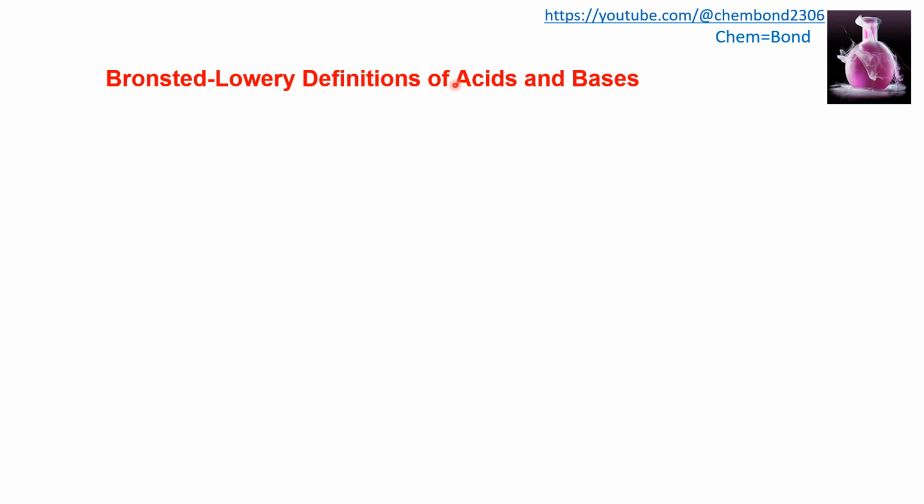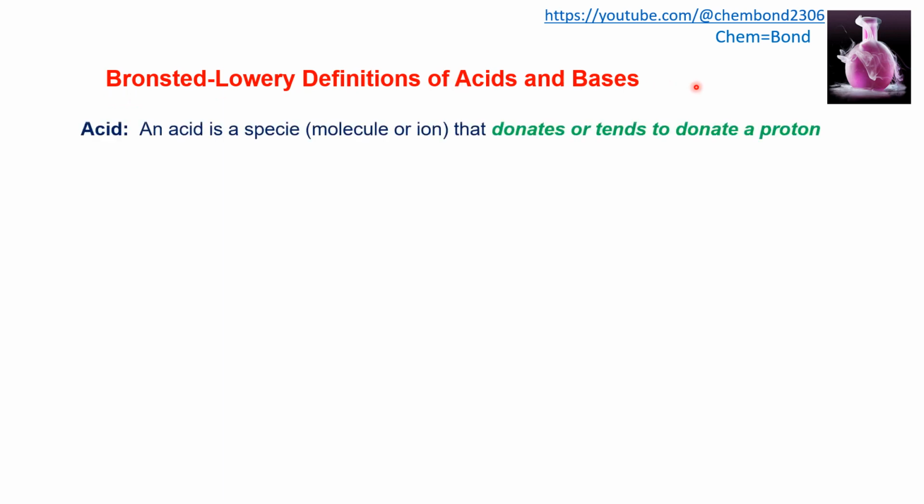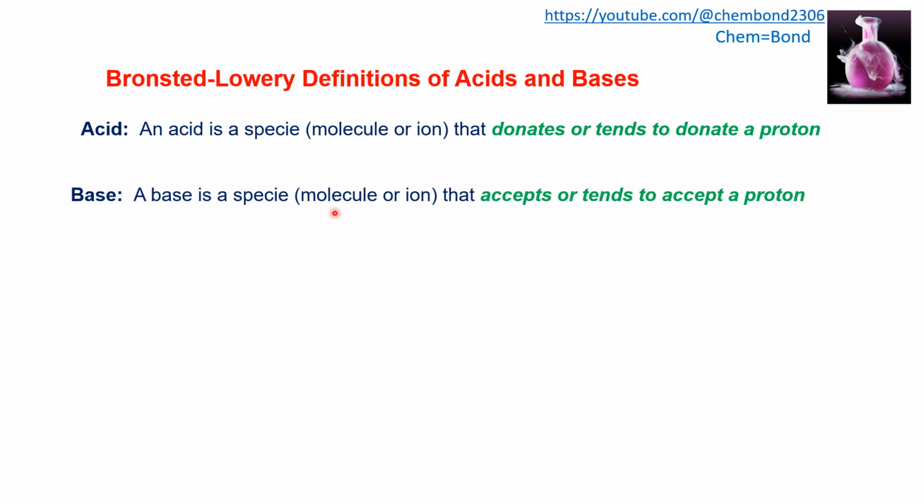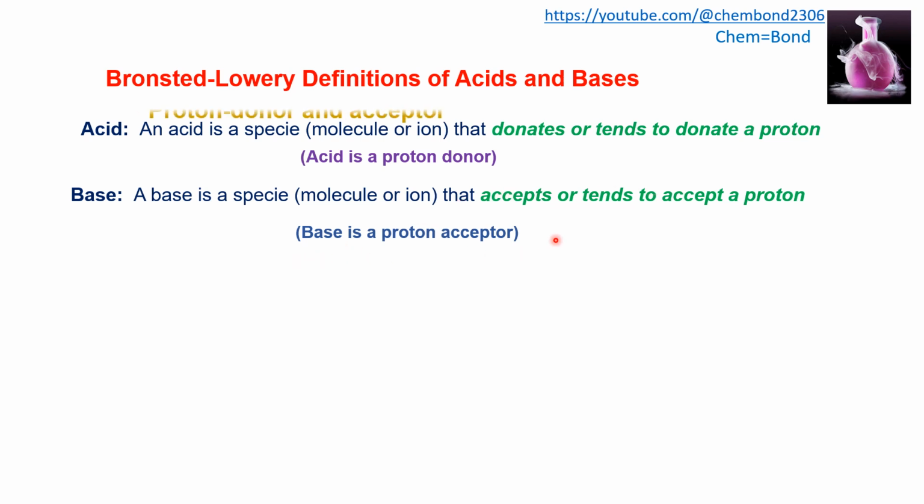Bronsted-Lowry definition of acids and bases. An acid is a species, molecule or ion that donates or tends to donate a proton. A base is a species, molecule or ion that accepts or tends to accept a proton. Which means that an acid is a proton donor, and a base accepts the proton, so it is a proton acceptor. This terminology of proton donor and acceptor is used in the Lowry-Bronsted theory.